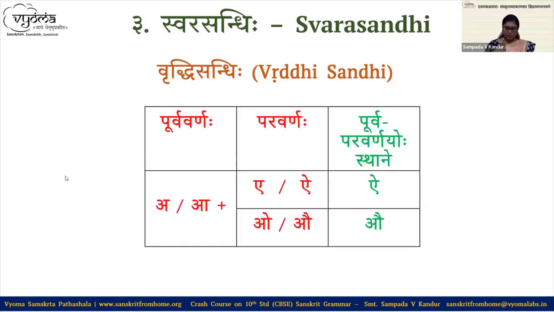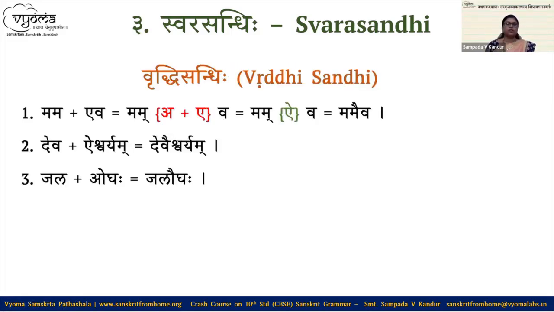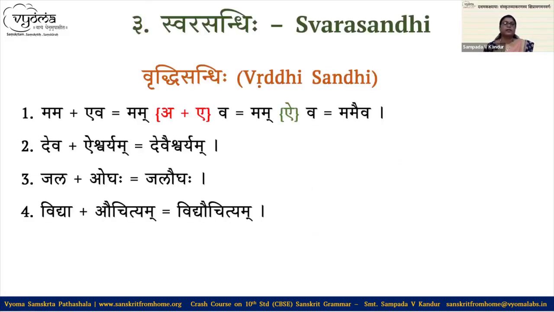Yes. Now, who will read now questions? Here, let's see. Mama plus eva, a plus a is equal to I. Mamaiva. Deva plus Aishwaryam, a plus I results as I only. Deva plus Aishwaryam, Devaishwaryam.